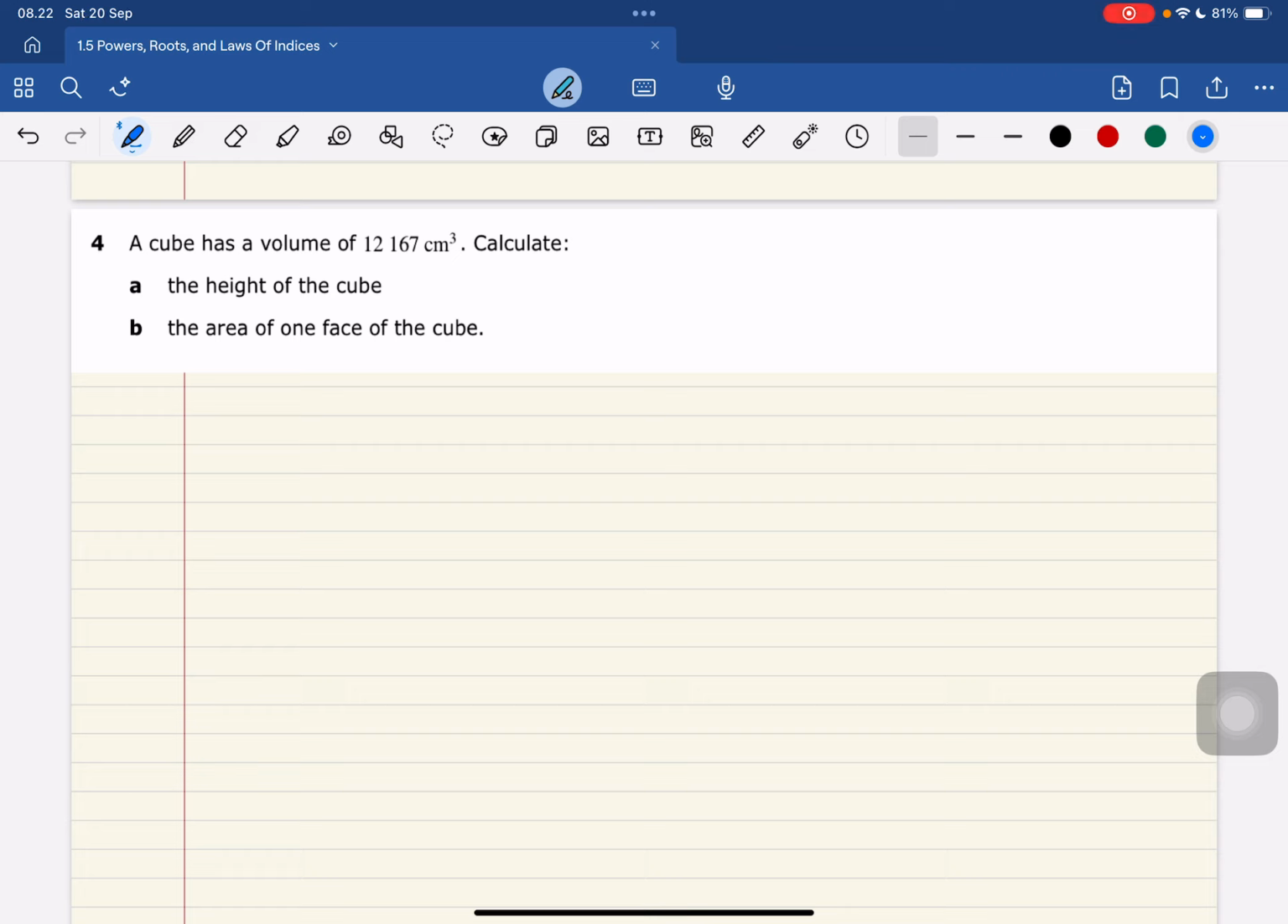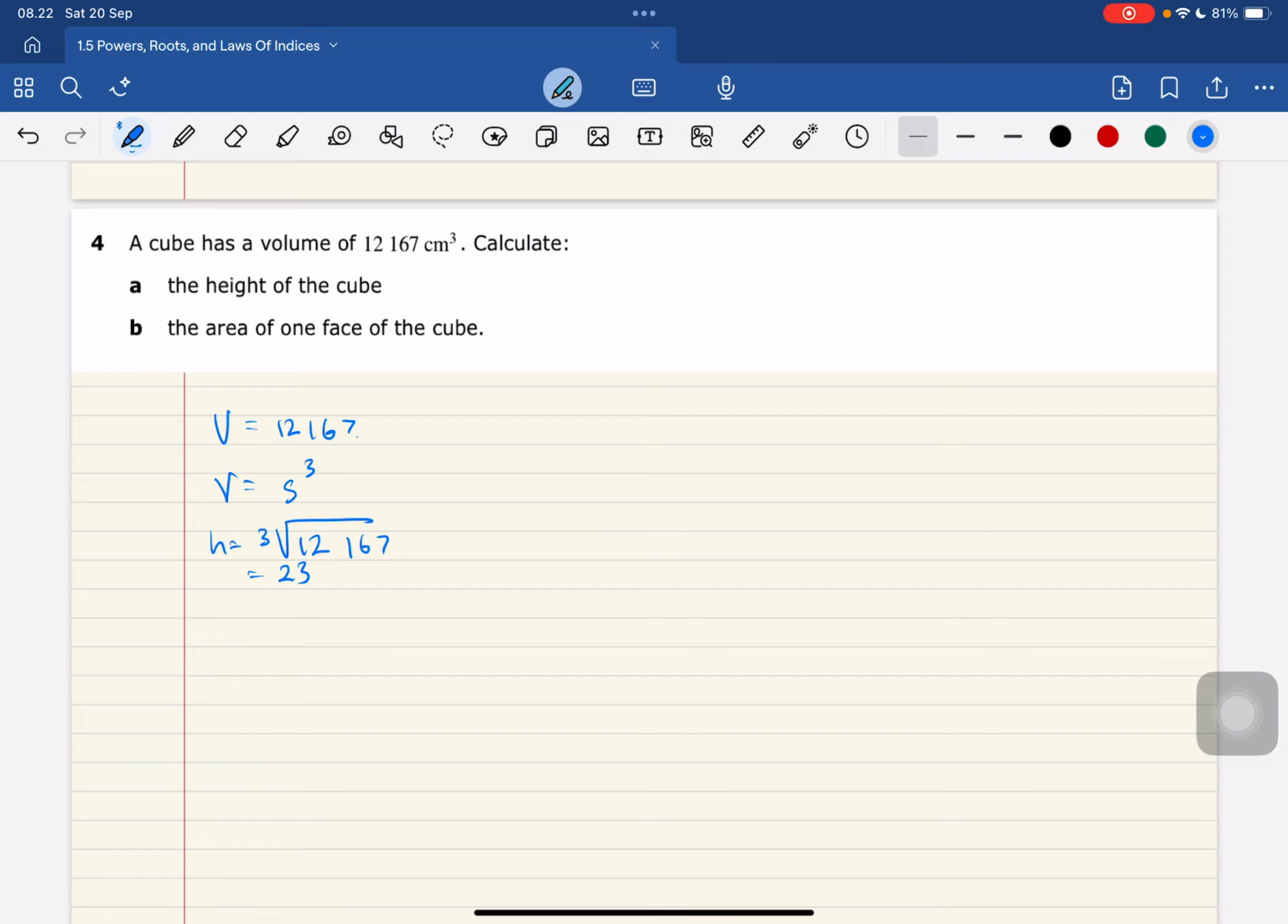Okay. Next, a cube has a volume of 12167. The height of the cube. Remember, the volume of a cube is the side power of 3. So this means to find the height, we just find the cube root of 12,167. You may use your calculator. So this answer is going to be 23.